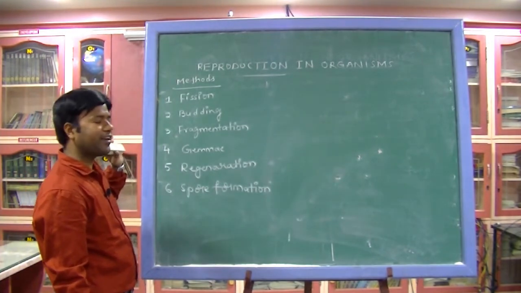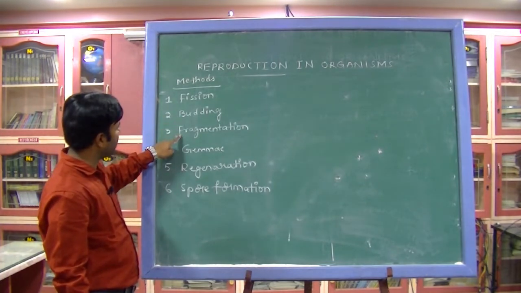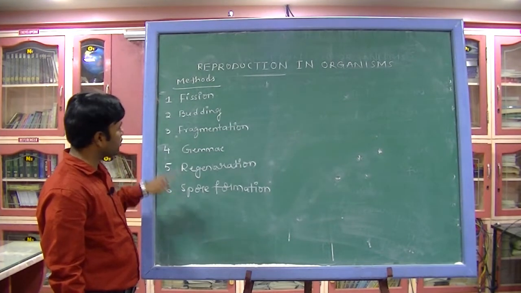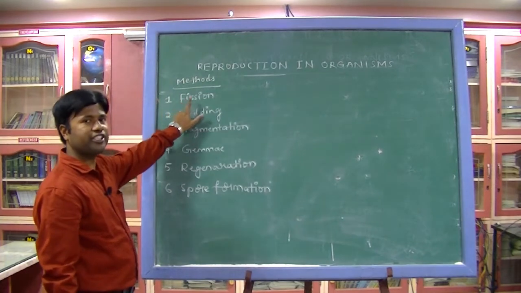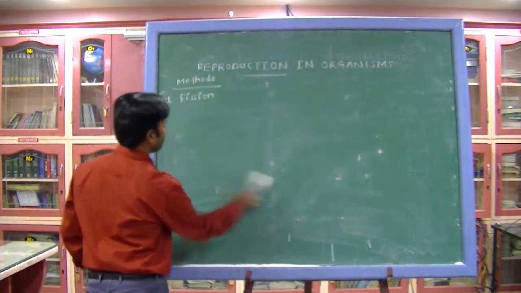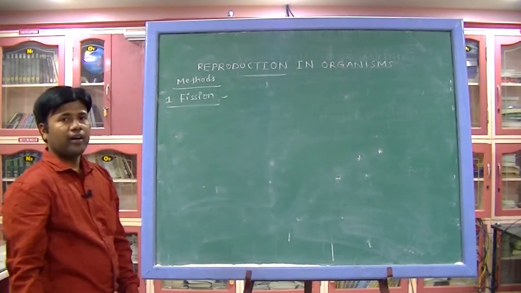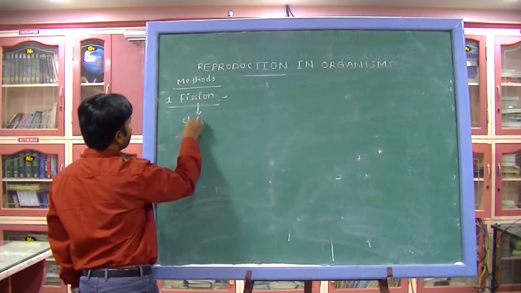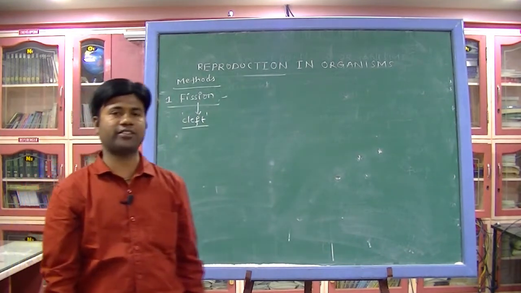So let us see, how many are there? There are six: fission, budding, fragmentation, gemma formation, regeneration and spore formation. Now first I am going to explain about fission. In the Latin language, fission means a cleft.